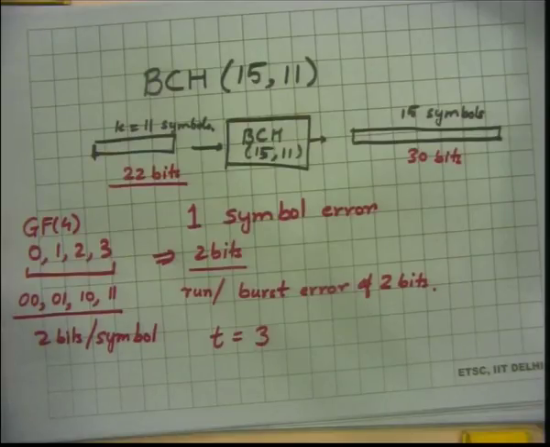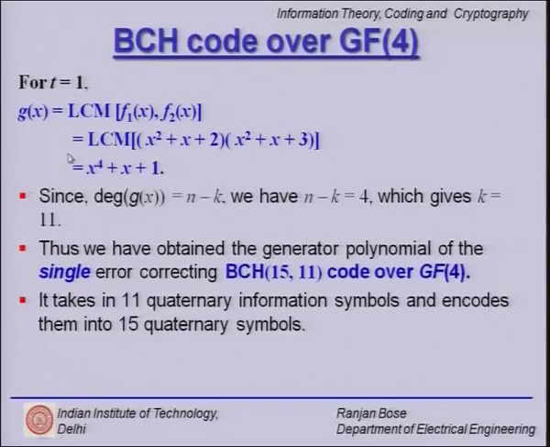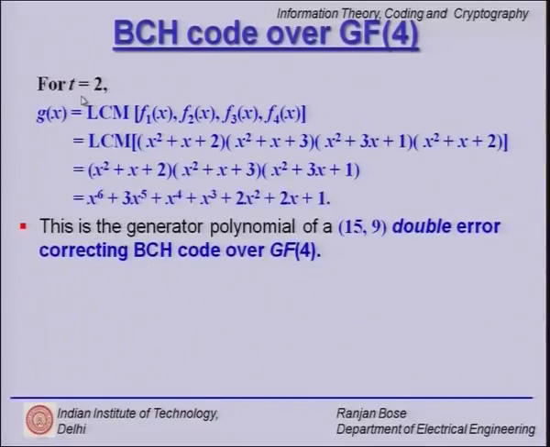So, we go back to our slides. For t equal to 1, we have already a g(x) over GF4. Similarly, for t equal to 2, we have the same LCM methodology leading us to a g(x), which this time has coefficients over GF4. That is all right, because our BCH code is non-binary. So, this is (15, 9). Why is this 9? Because n minus k is 6, n is 15, so k is 9. So, (15, 9) double error correcting code, but double error does not mean 2 bits, it is 2 symbols, and each symbol can be 2 bits.